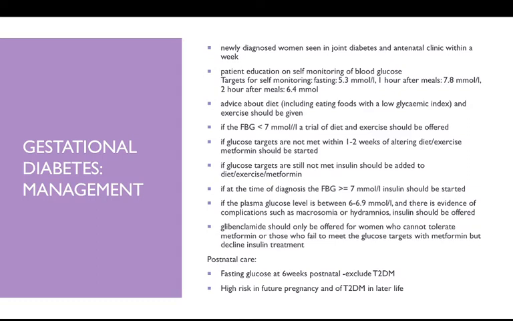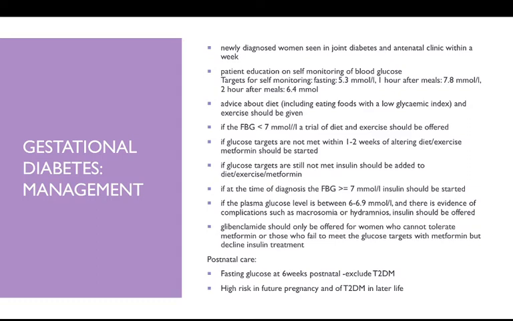If on presentation their fasting blood glucose is less than 7, so let's say it is 6, the first thing that should be done is a trial of diet and exercise. You set a target fasting blood glucose of 5.3. After 1 to 2 weeks of trialing diet and exercise, if the glucose targets are not met, then metformin is started. As you can see, there's only a very short time period where you're able to trial things before you move on to the next step, because you're trying to correct things as quickly as possible in the pregnancy to prevent complications. If the targets aren't met again after 1 to 2 weeks, then you would begin insulin, and continue still with diet, exercise and metformin.